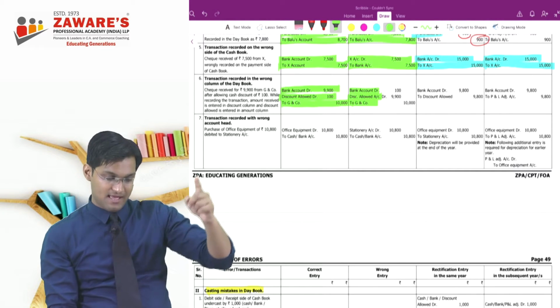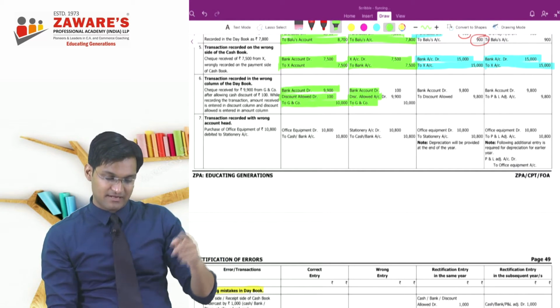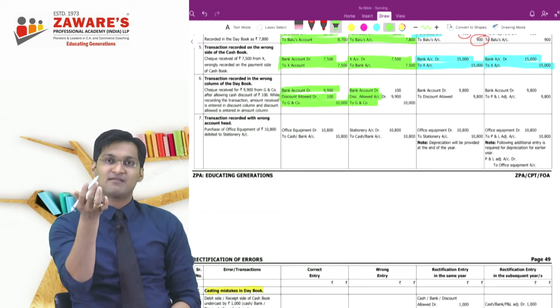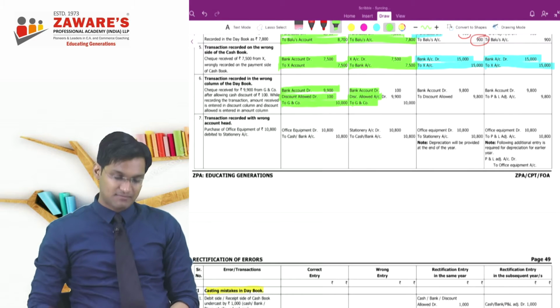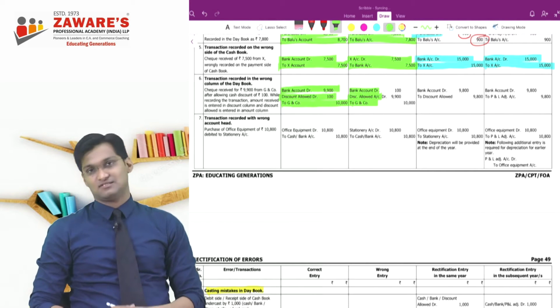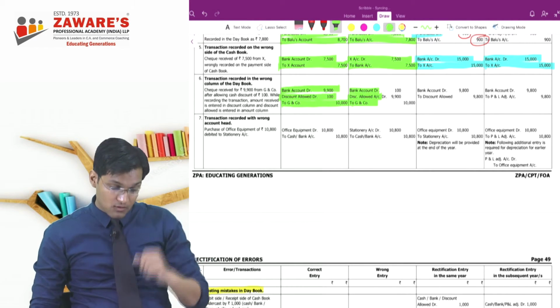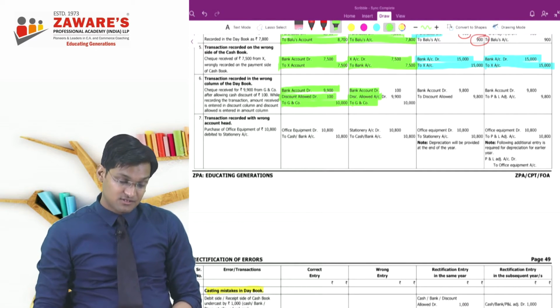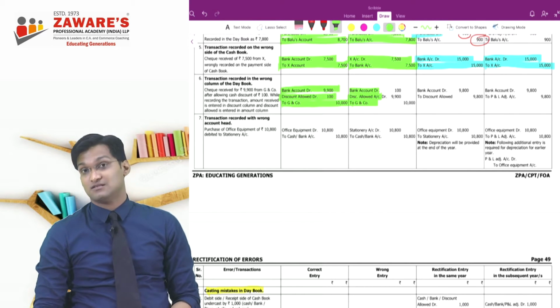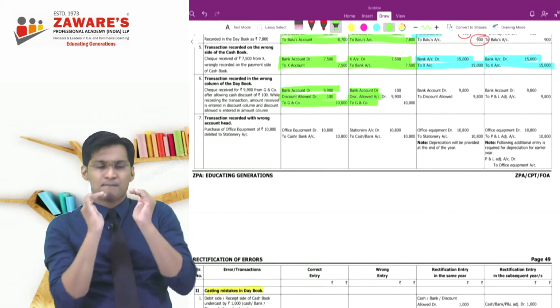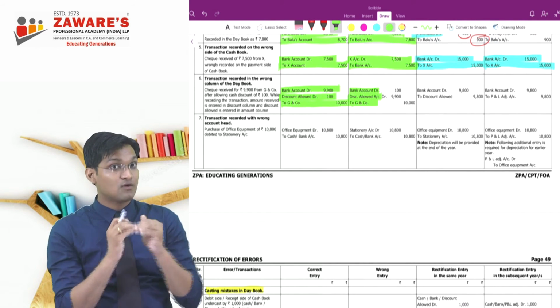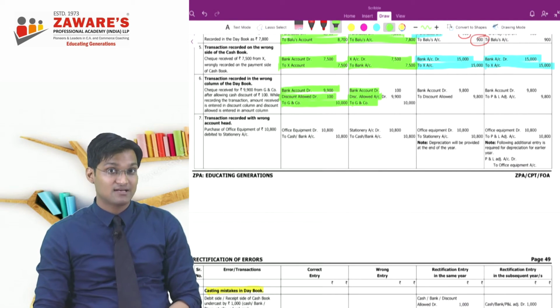एरर क्या हुआ है? Bank account should have been debited by 9,900. It's actually wrongly debited by just 100. That means short debited by 9,800. And discount allowed account, which should have been actually debited by just 100, is debited by 9,900, excess debited by 9,800. Can I say bank is short debited by 9,800 and discount allowed is excess debited by 9,800?